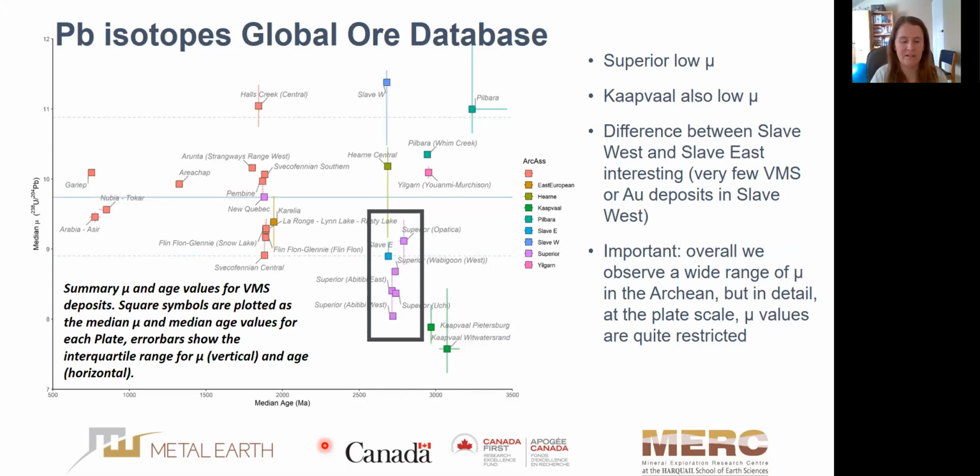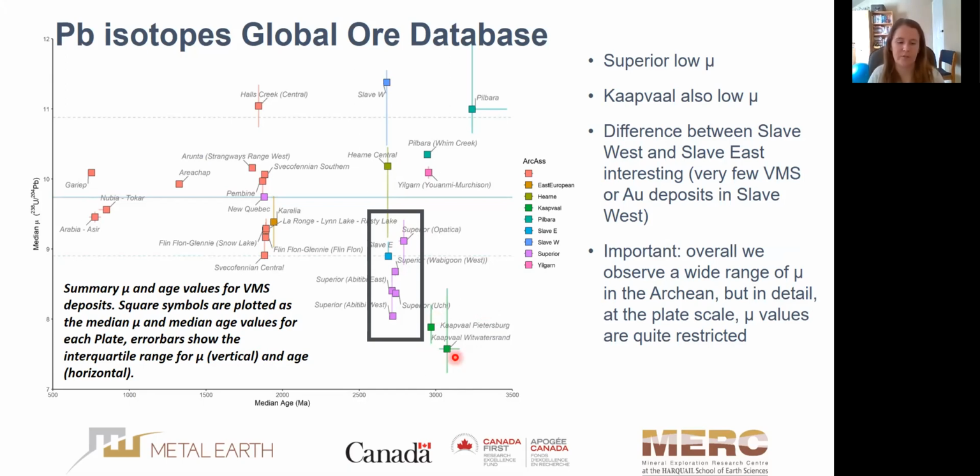And so this is the same plot as before, the mu versus age plot, but instead of just plotting all the points, I've grouped them by each tectonic plate. So the median mu and median age for each tectonic plate. The main thing to point out here is that all of the Superior data plot here with quite low mu values. Capval in Africa also plots a quite low mu.